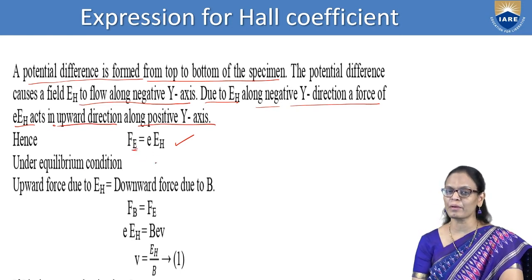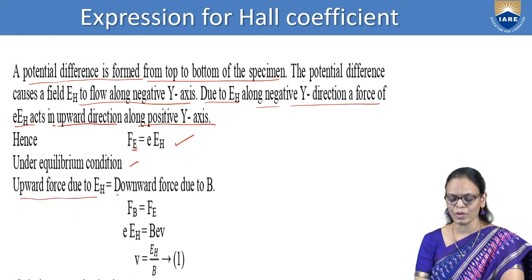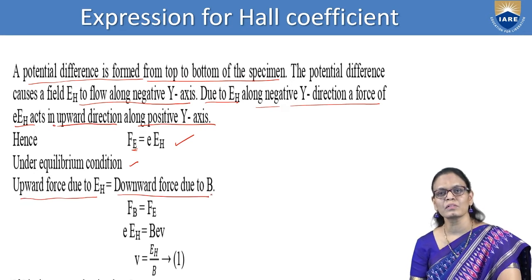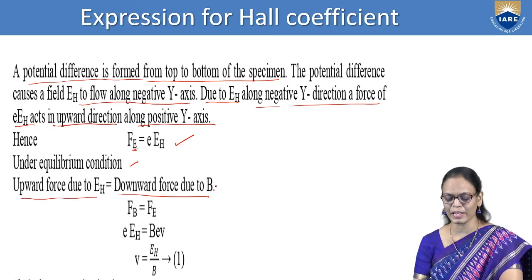And in equilibrium condition, what happens? The upward force due to the electric field should be equal to the downward force due to the magnetic field. We have the magnetic force in the downward direction. B here represents the magnetic field. So now we are going to equate the force due to the magnetic field and the force due to the electric field.